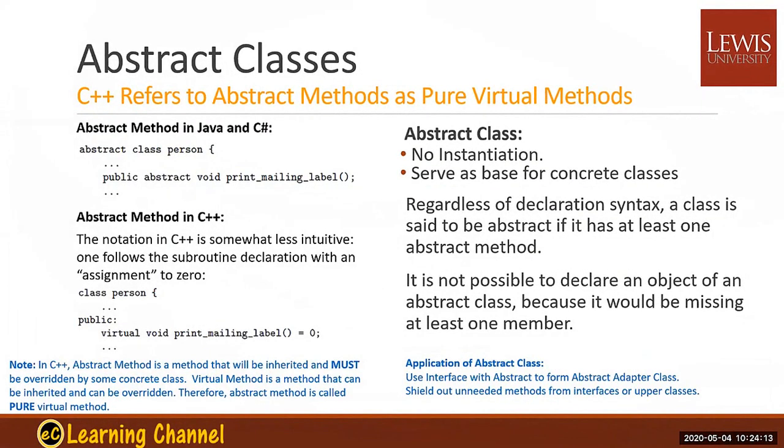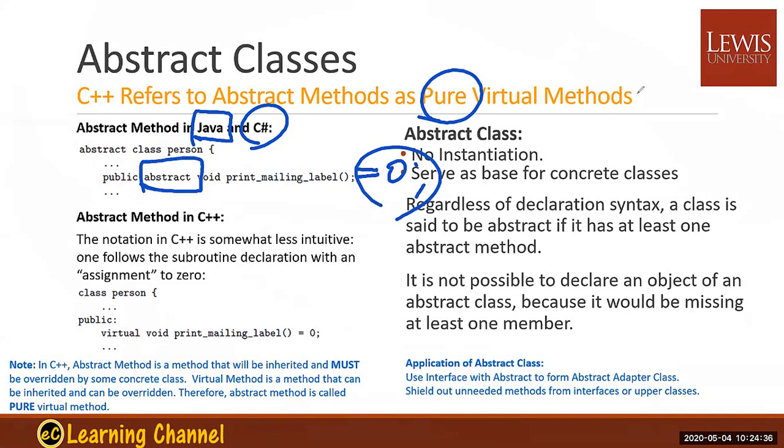C++ refers to an abstract method as a pure virtual method. Abstract method means no definition. Pure means here you assign a zero. In Java or C#, you write abstract, but in C++, you write equal zero. Is that okay?